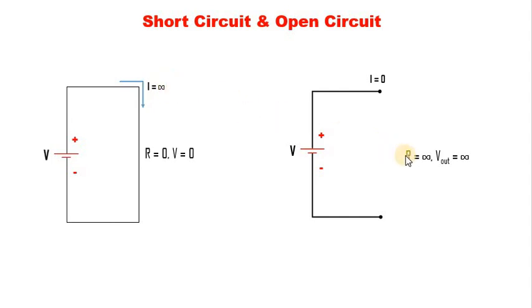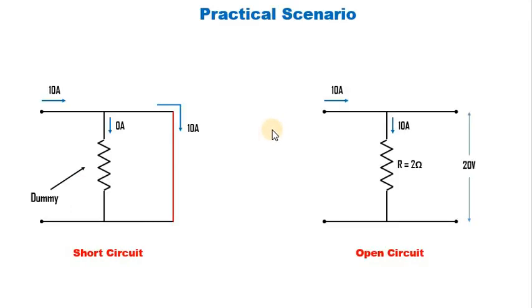And in the open circuit, if the resistance reaches infinity, then no current can pass through here. So I will become 0 and V out will become infinity. But does that really happen in a circuit? No. This is not the practical scenario. What practically happens, let me show you. So this is the practical scenario. This is the short circuit condition and this is the open circuited condition.